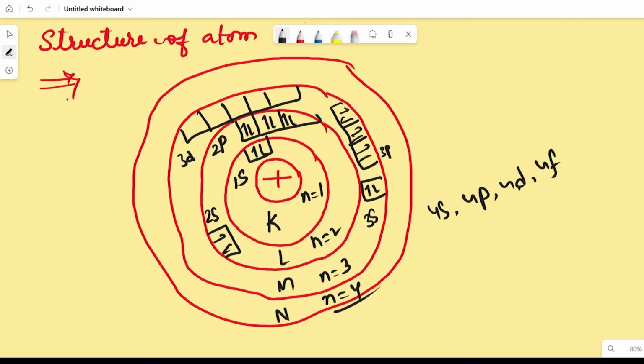So this is today's class, and please once again go through all the topics we have explained today. I will make a video on quantum numbers based on sums.